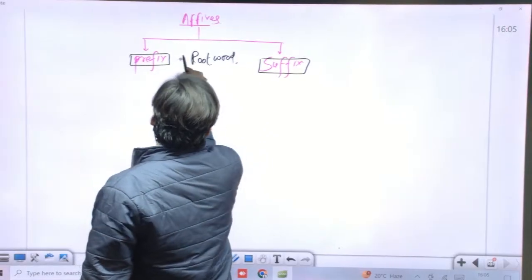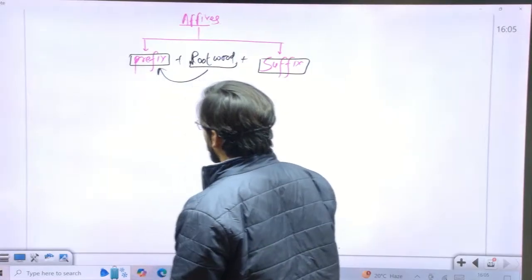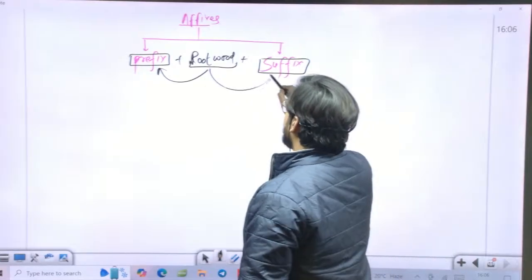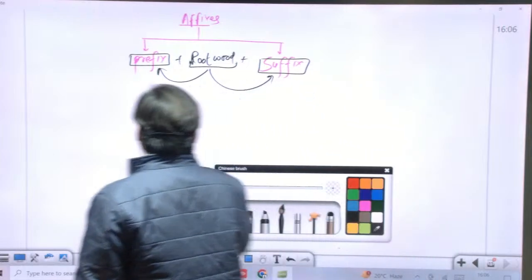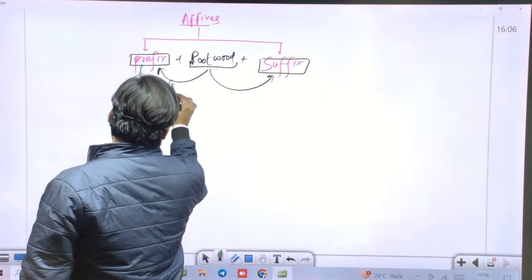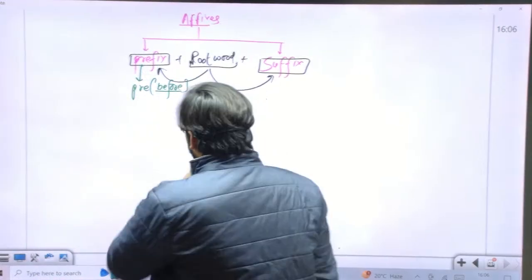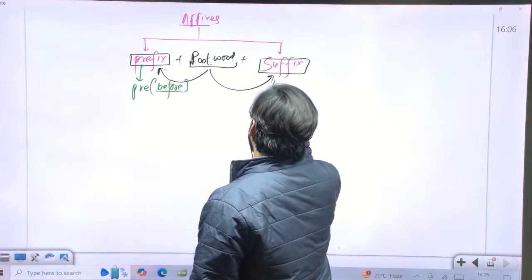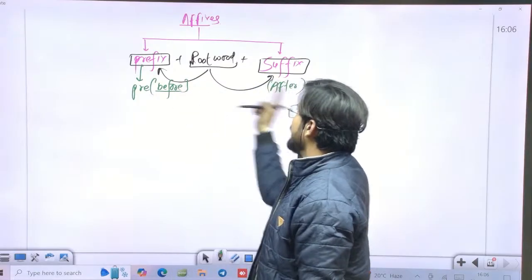We use a root word. What comes before the root word is known as a prefix, and what comes after the root word is known as a suffix. Like you can see, pre means before. So anything which is used before any root word is known as a prefix. Suffix means after. This is before, or this is after.